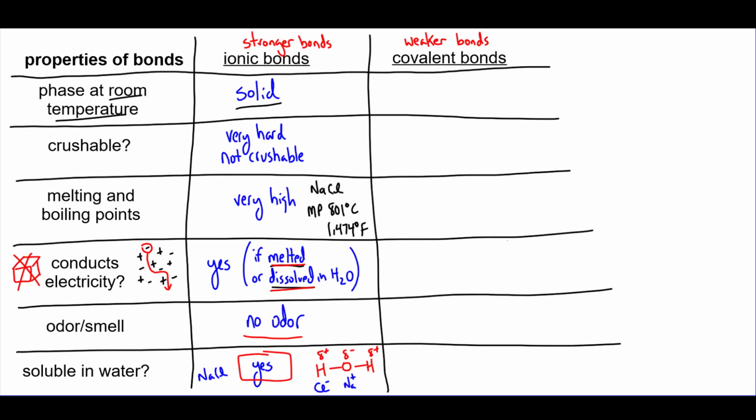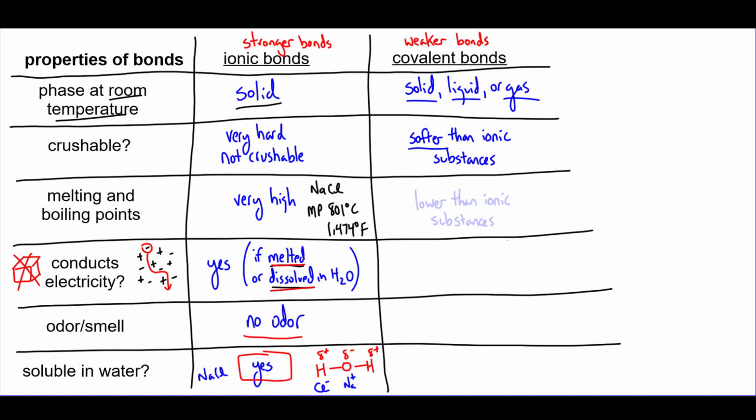Now, moving on with covalent bonds, remember those are held together by weaker bonds. So for the phase at room temperature, they can be solid, liquid, or gas. It just depends a little bit more on the molecules themselves. For the crushable box, ionic things were very hard and not crushable, but covalent bonds tend to be softer than ionic substances. You can often crush them between your fingers. For melting and boiling points, covalent things have a lower boiling point and melting point compared to ionic substances.